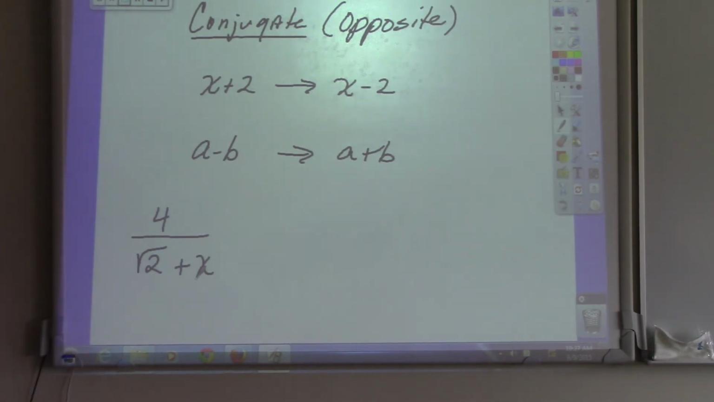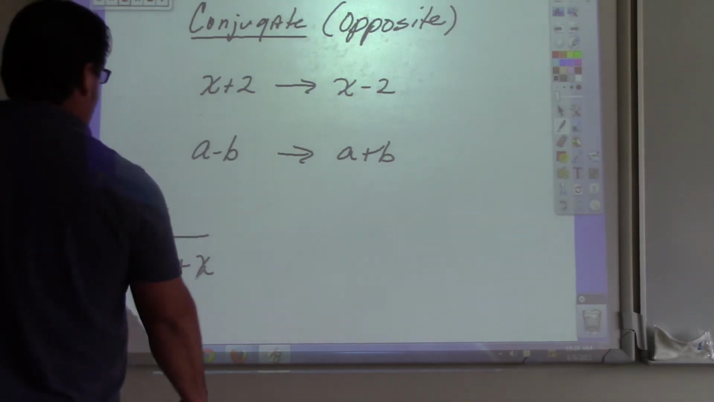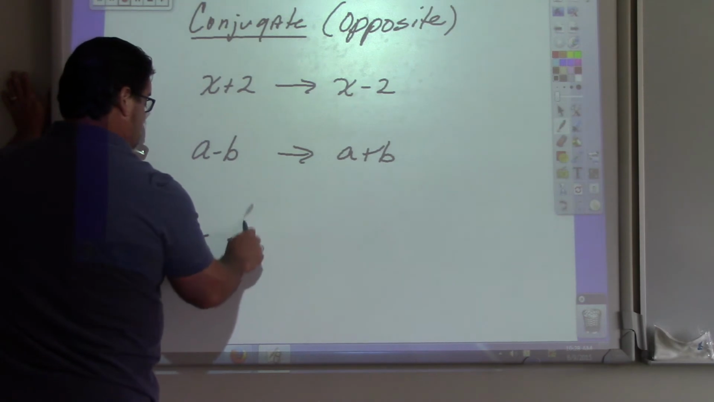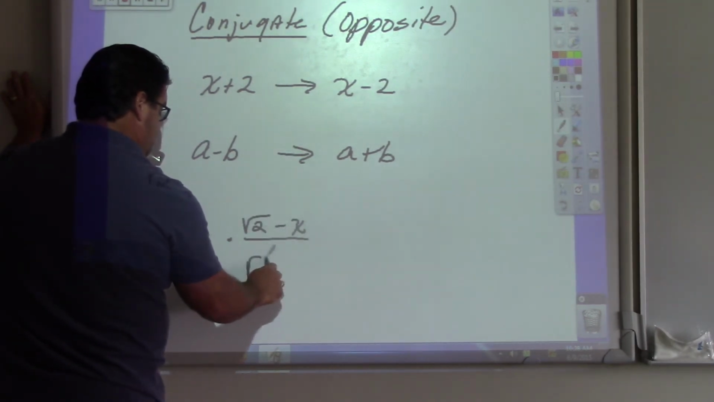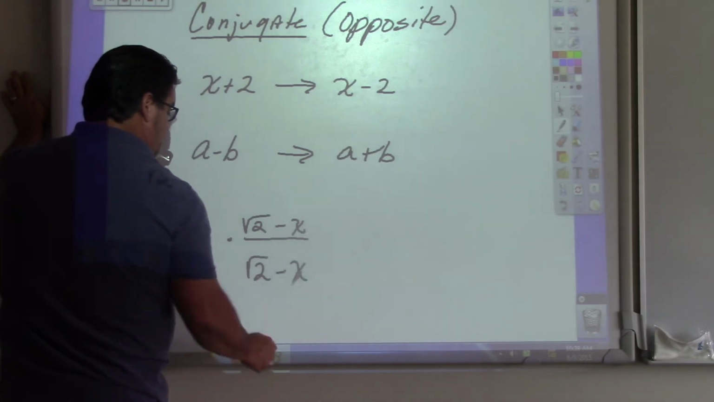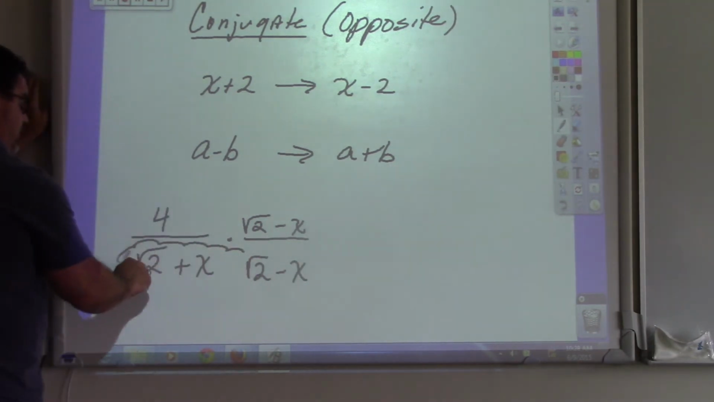Okay, but the main thing is, what do you have in the denominator? You have a square root. You have a radical. So you need to switch it. So what is the conjugate of square root of 2 plus x? Square root of 2 what? Minus x. And what does that give you right here?